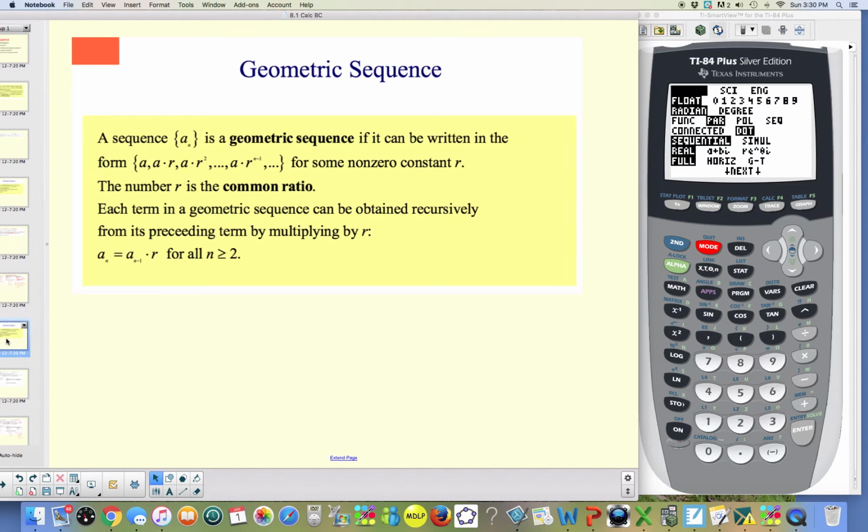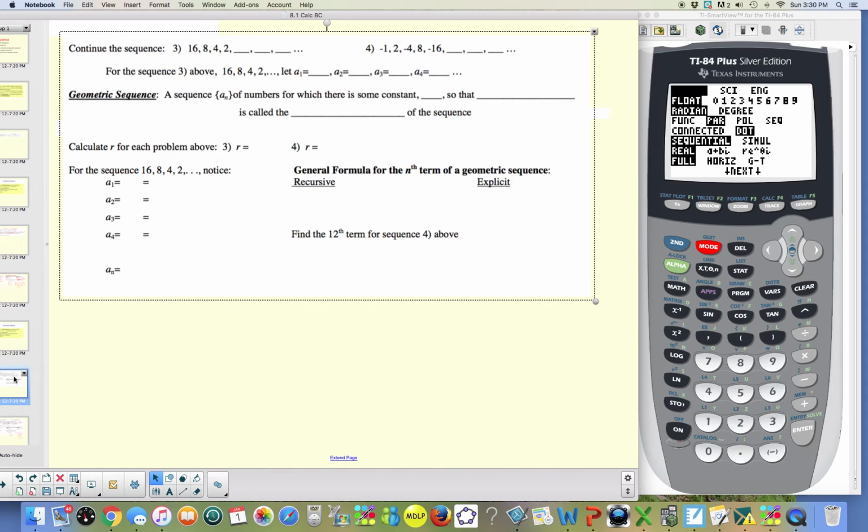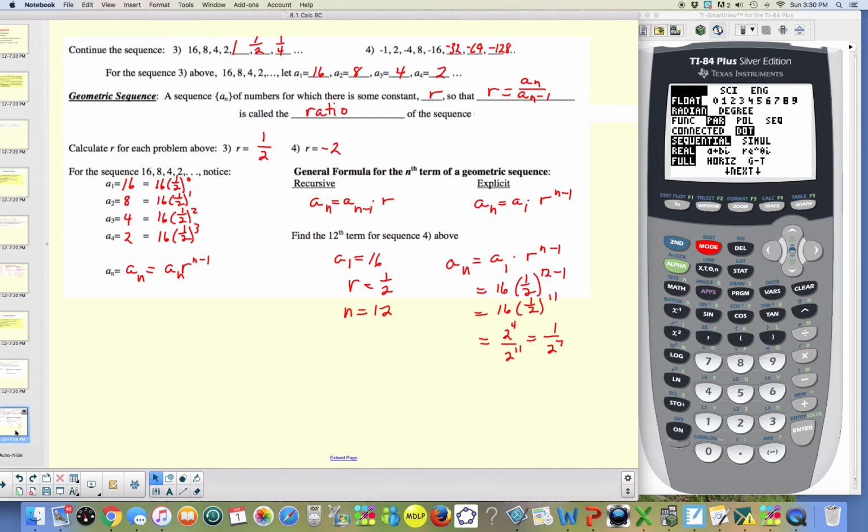Next type of sequence is geometric, where the ratio between each term and the previous term is a common ratio. Go ahead and try to fill out the sequence for the geometric sequence and its definition. Okay, here are the answers.